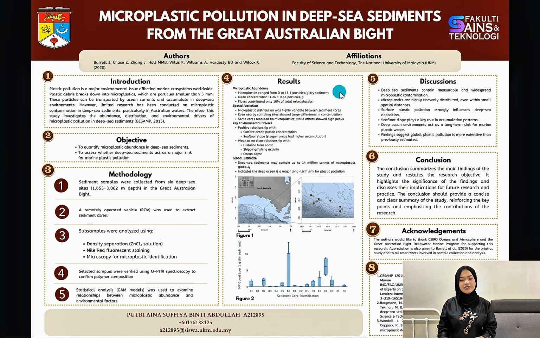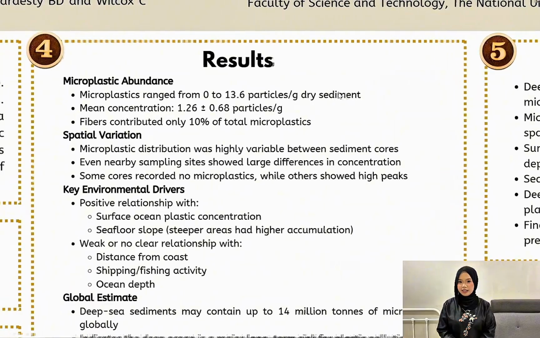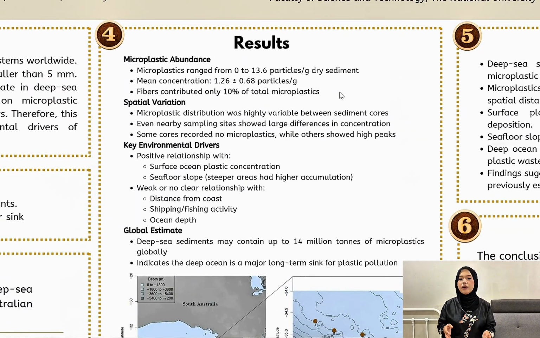Moving along to results, as you can see, the first result shows microplastic abundance in the deep sea sediments, where microplastics were found in all sampling sites with values ranging from 0 to 13.6 particles per gram of dry sediment. The average amount was about 1.26 particles per gram. So, why does it look like this?